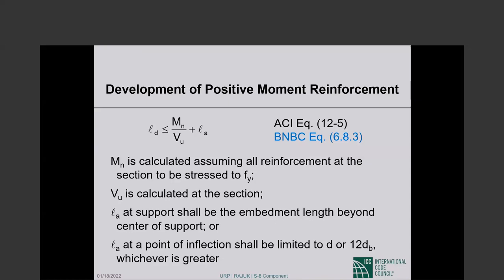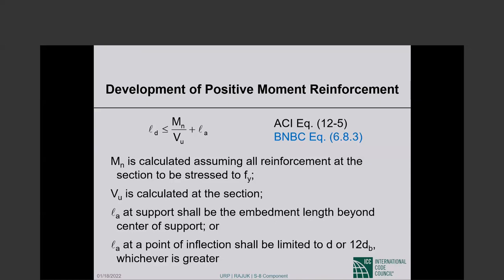If we are at a support, then L sub A shall be the embedment length beyond center of support, or if we are at an inflection point, L sub A shall be limited to D, effective depth, or 12 bar diameters, whichever is greater.